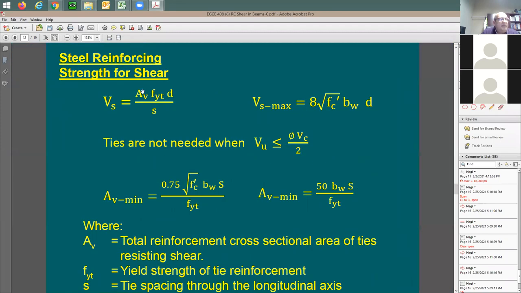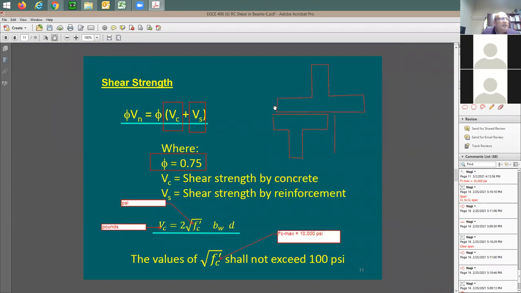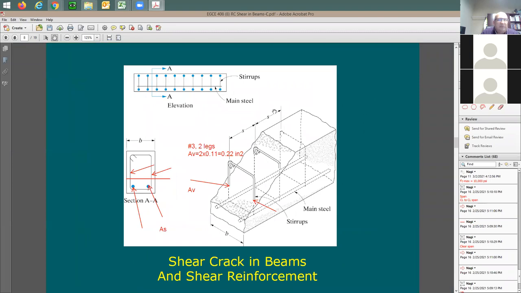I have two terms, A_v and s. I'm trying to understand what are these A_v and s. So I'm going to go back here to my illustration. I guess s, you know what is s? The space in between ties. So you can decide on this. This is going to be part of your design.